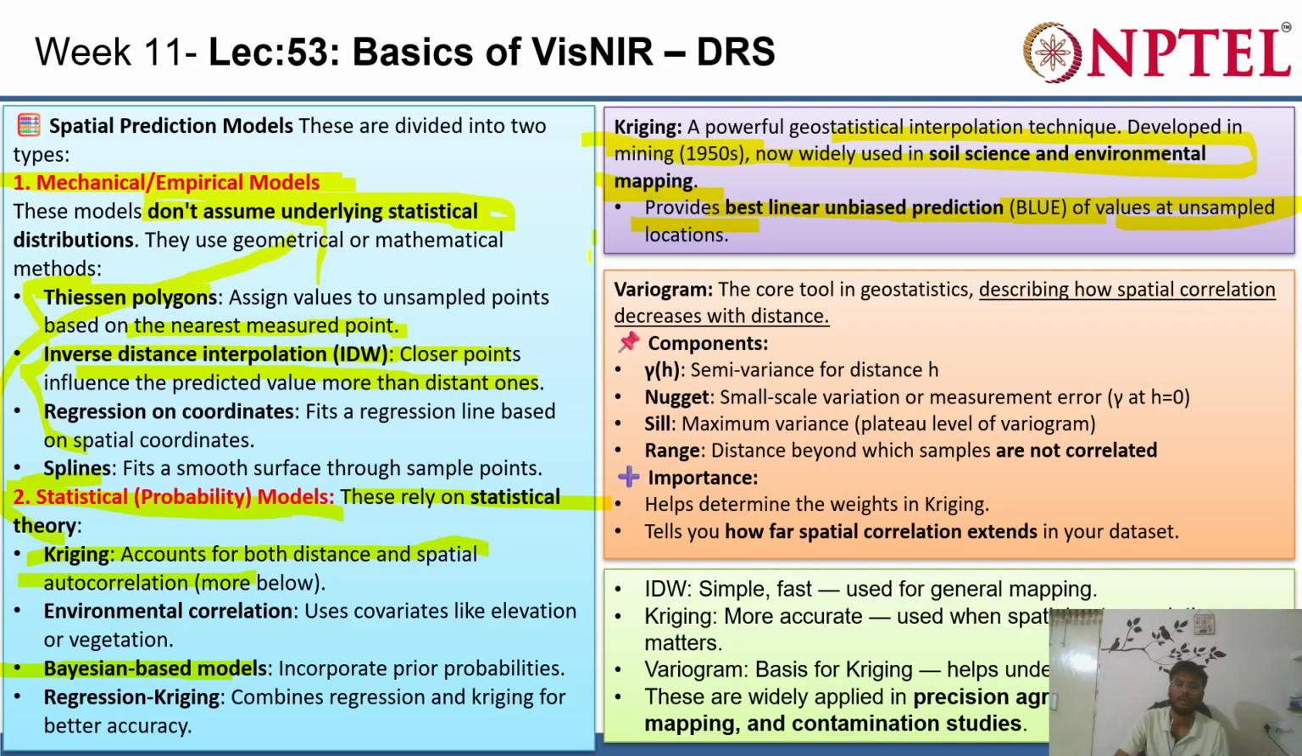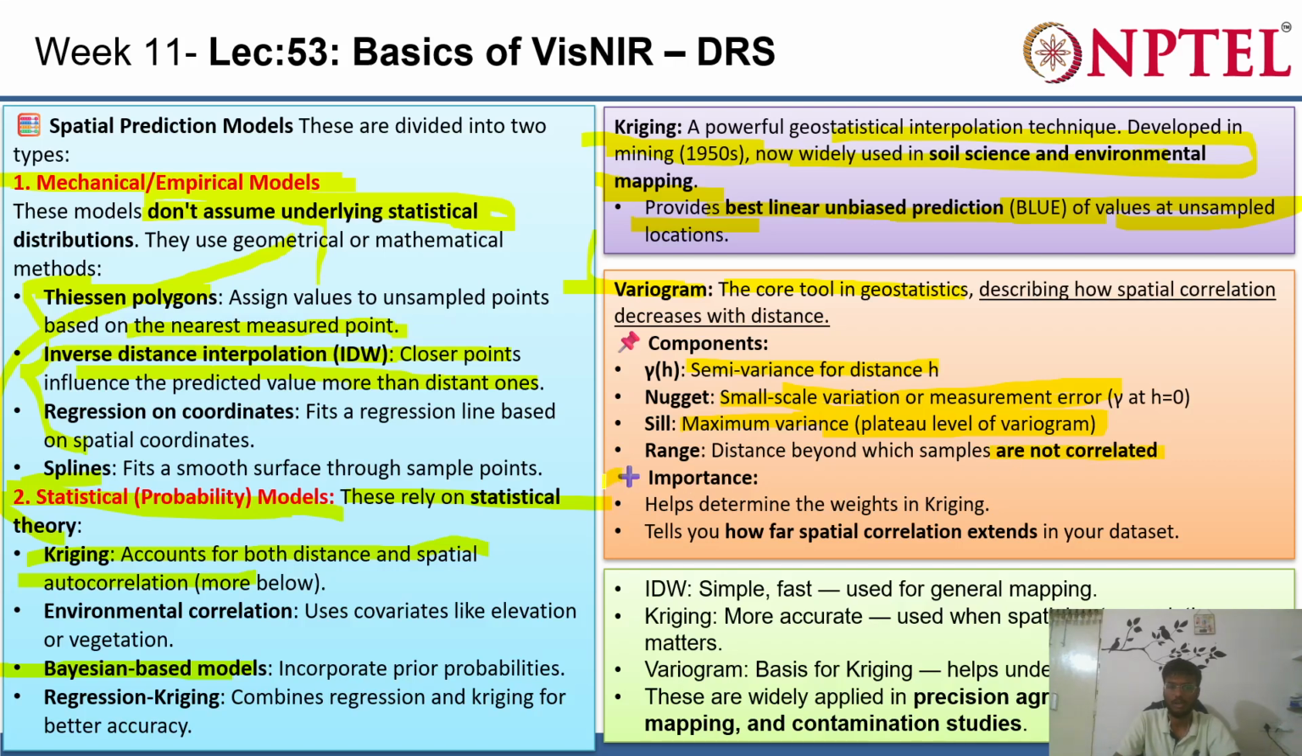And then we have also talked about the variogram. The variogram is a core tool in geostatistics describing how spatial correlation decreases with distance. If we talk about its components, there is gamma h, which is the semi-variance for distance h. Then we have the nugget, which is small-scale variation or measurement error. Okay. Then the sill, which is the maximum variance and plateau level of the variogram. And the last one is the range, which is the distance beyond which samples are not correlated.